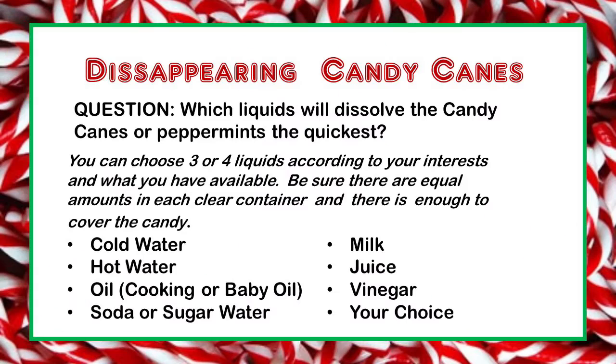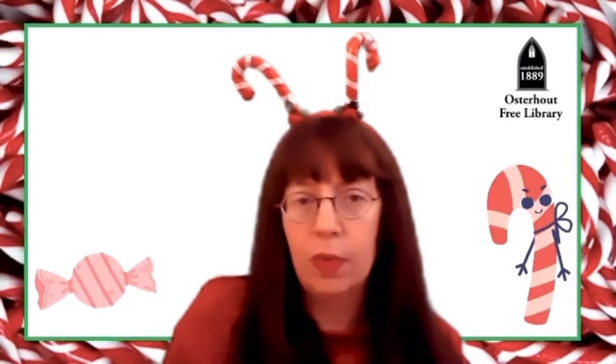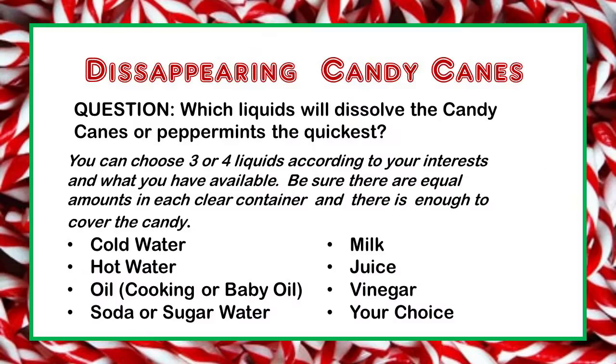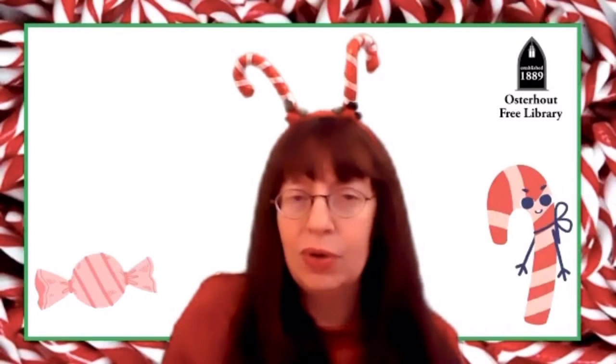Now you're going to get to do this experiment or the trial again. That's what all good scientists do. But this time, you're going to choose some different liquids to see if you have different results. And I've given you some suggestions here. You can use oil, cooking oil or baby oil, soda or sugar water, or milk or juice, maybe even vinegar. Or you can even use your own imagination and choose another type of liquid to try out.